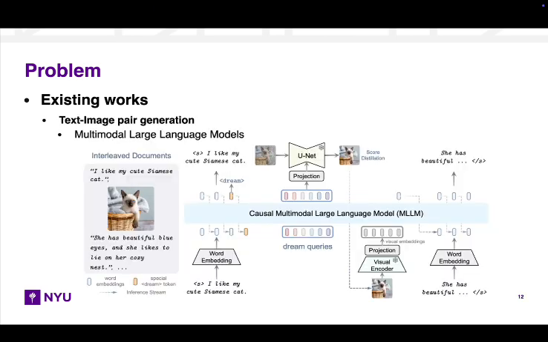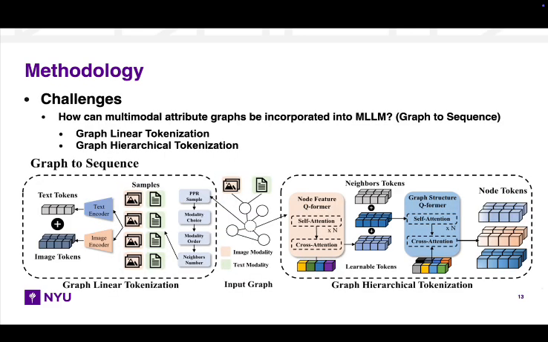And one backbone for our work is DreamLLM, a multimodal LLM that can do text-image pair generation. It uses a large language model backbone and a special token, the dream token, to project into a diffusion model to generate the image, and the image is further considered as a condition for next token generation.